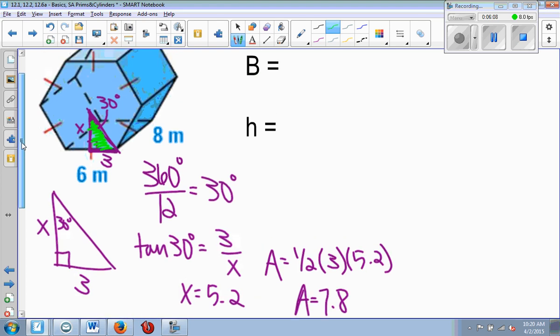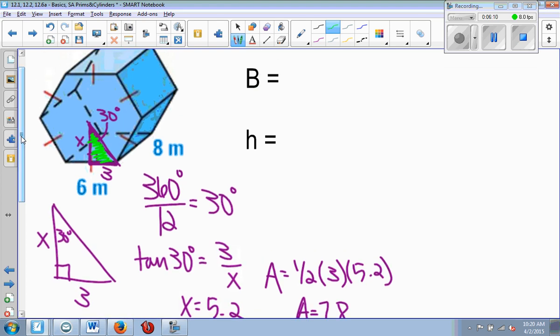So if I want the area of the entire base, I have to multiply by the number of triangles. So 7.8 is one of them, and there are 12 triangles that I can make around that hexagon. So I end up with an area of 93.6. The height of this prism is the distance between the hexagon bases, which is just 8, and my volume is just base times height.